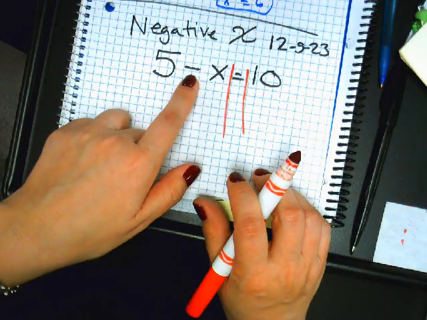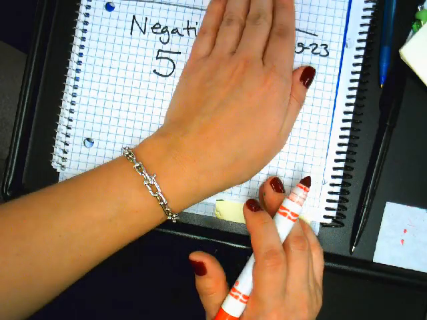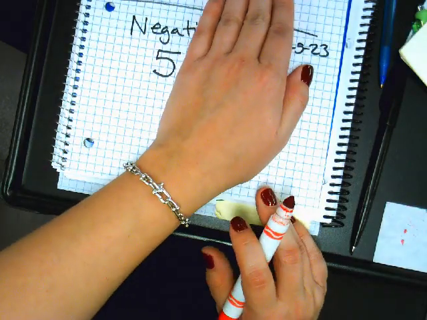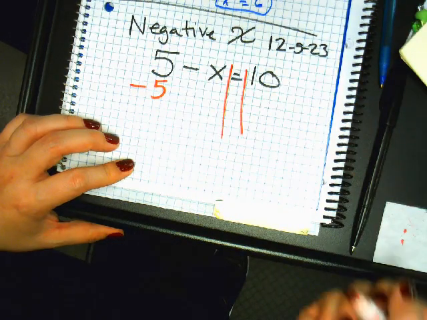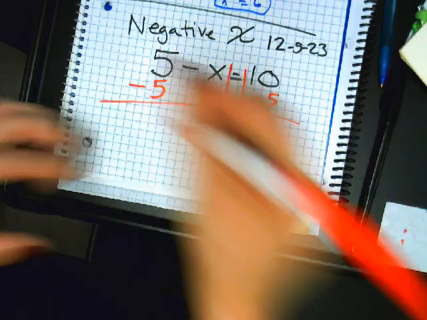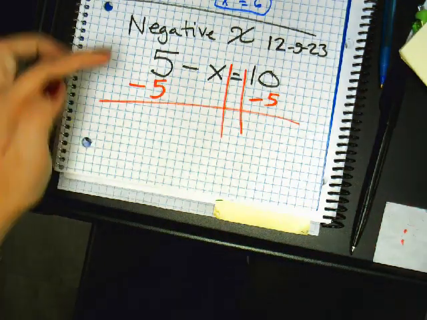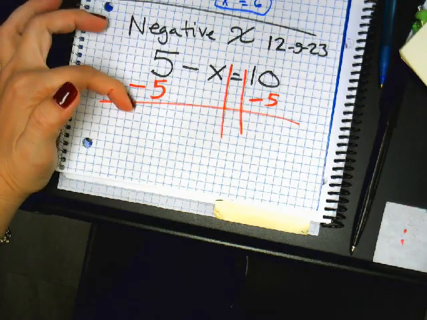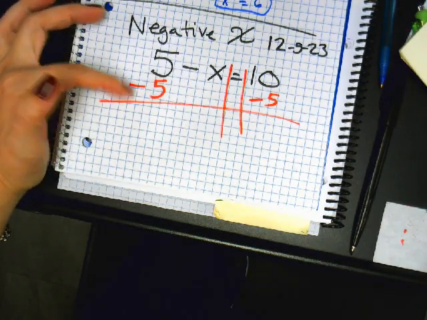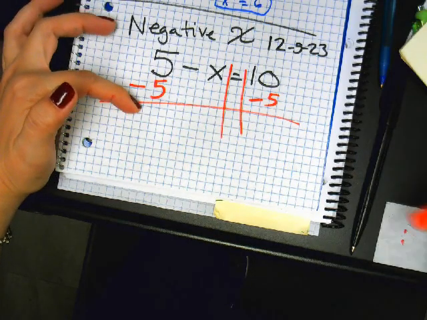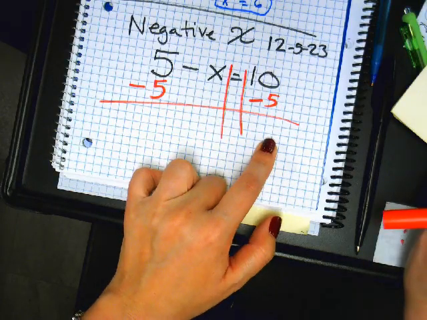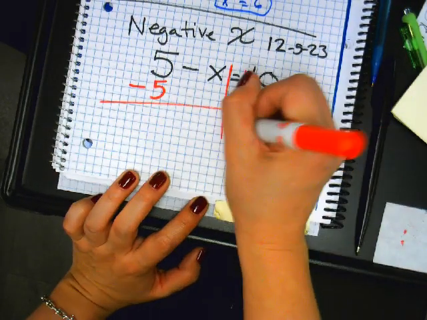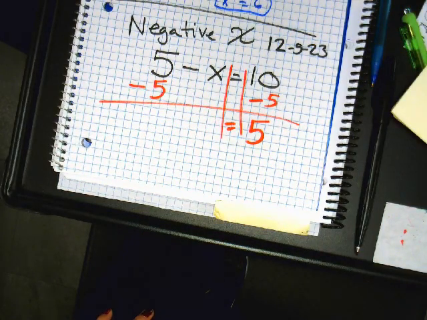This has nothing to do with the 5. This is behind it, so you don't look at it. Hence, I was covering it up with my hand. So we're going to go minus 5 on this side and minus 5 on this side. What's 5 minus 5? 0. That's what I want. I don't want the 10. On this side, what do I get? 5. Equals negative x.